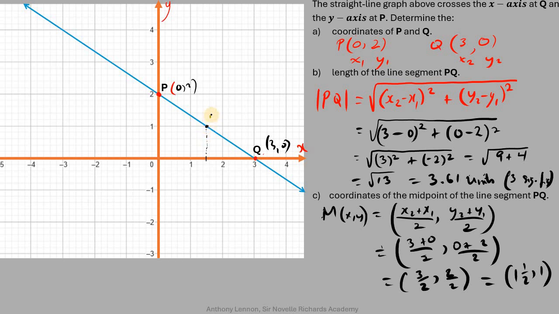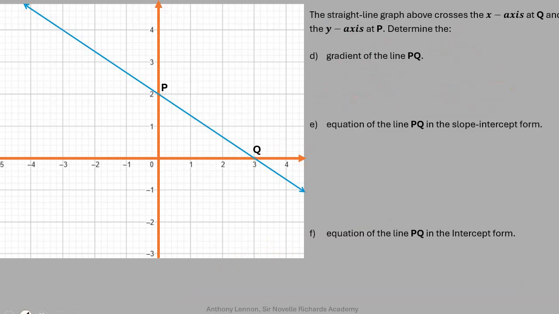If we check this point, which is the midpoint, we check the Y coordinate going across to the Y axis, it hits it at 1. So we see that it's 1.5 on the X axis and it's 1 on the Y axis. So that's the midpoint. Okay, so now let's look at the other questions.